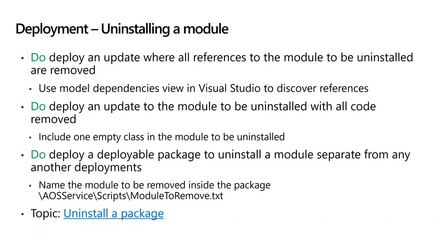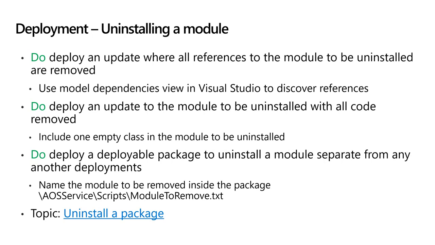One edge case, but it does need to be done sometimes, is uninstalling a module or a package. This could be a case where you have been using an ISV and you decide to stop using them or something similar. So the first thing you need to do is update all your packages that will remain to not reference the one that's going to be removed. Visual Studio has a model dependencies view to show you the references. So you need to clean up and remove all the references to whatever is going to be uninstalled.